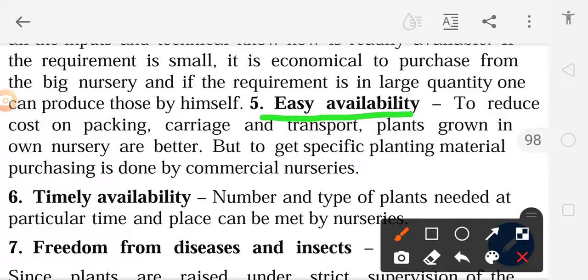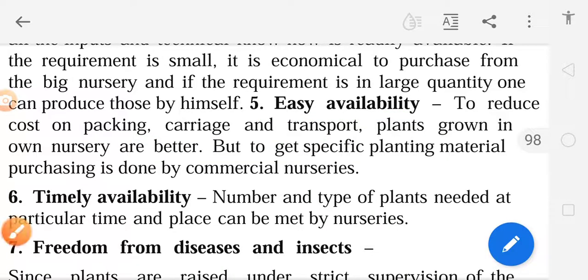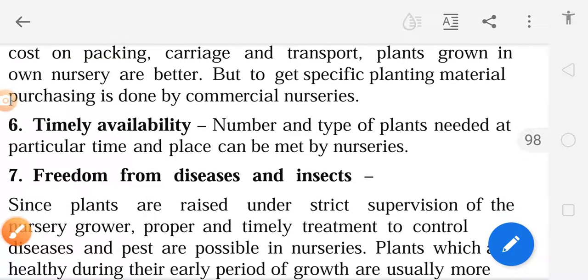Means the nursery should be on the main road or at such places where there is a facility of transport, packing, and carriage, all of which should be available, so that it makes it very easy for customers to get the nursery plants and take them to their home or wherever they want to reproduce.